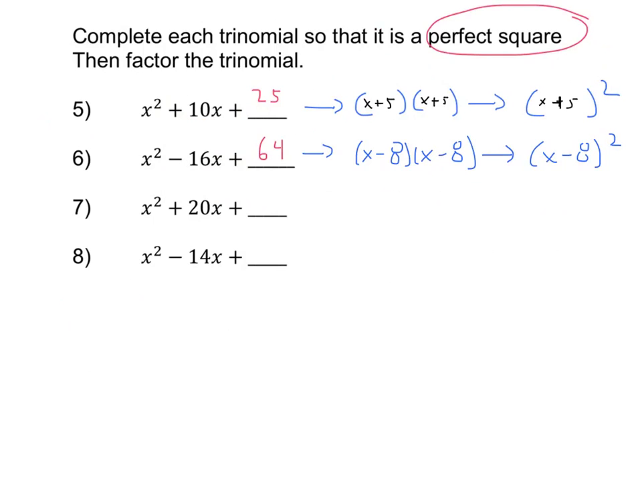Here are the blanks. This one should be 100. 20 divided by 2 is 10, and if you square that, you get 100. So this is the same thing as x plus 10 times x plus 10, but I'm just going to write it as x plus 10 squared. The last one should be 49. Negative 14 divided by 2 is negative 7, and if you square that, you get 49. If we factor this, we could rewrite that as x minus 7 times x minus 7, or we could just write it as x minus 7 squared.